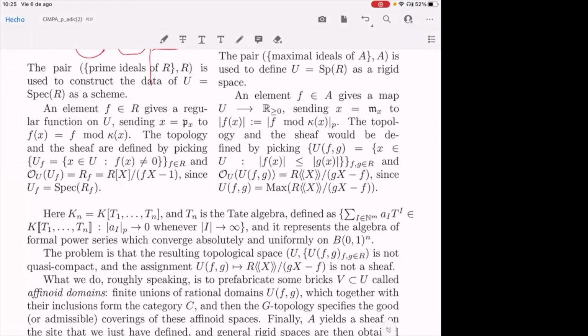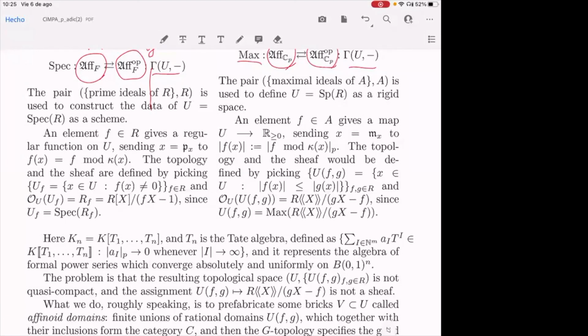And then the sheaf: once you have these, you can define the sheaf just by inverting the function that does not vanish there. And the function that does not vanish there is by definition the function that you took away. So this is the whole construction of schemes. Now, let me go to the analytic part.